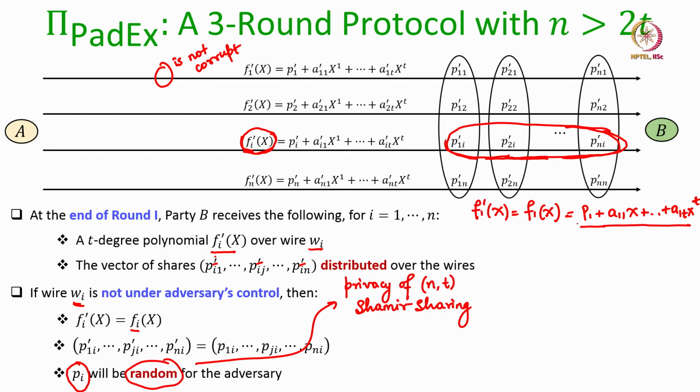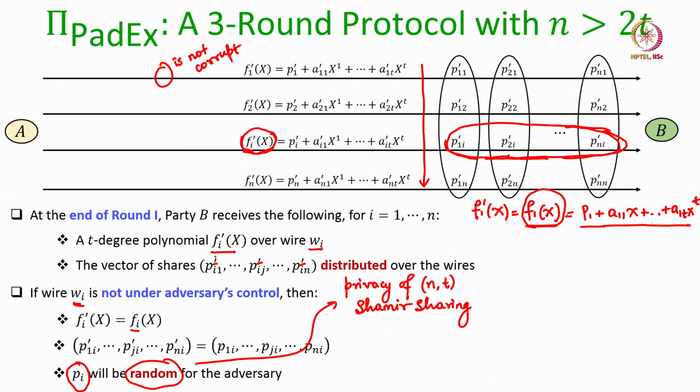this polynomial, adversary would have learnt the value of this polynomial at t points, because those values are distributed across n wires. Among those n wires, t could be under adversary's control. So, even though adversary has not seen the full polynomial f1 of x, it will see t values of these polynomials, but this polynomial f1 of x is a random polynomial, it is chosen randomly.